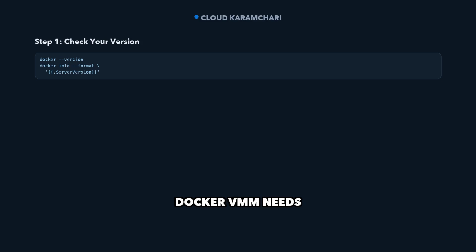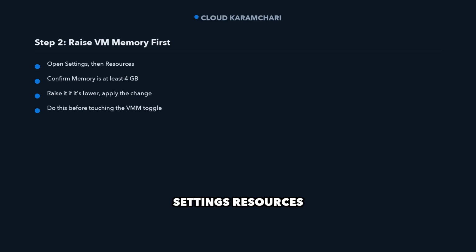Docker VMM needs Docker Desktop 4.86 or later. Check your installed version first. The toggle simply won't appear on older releases. Before switching, open Settings, Resources, and confirm your Docker Linux VM has at least 4 GB of memory allocated. Switching with less is the fastest way to get a confusing, unrelated-looking failure on first restart.